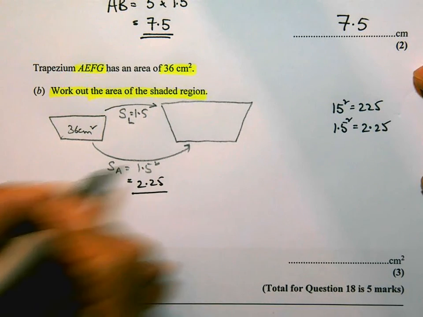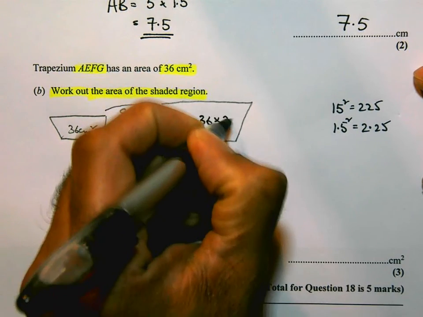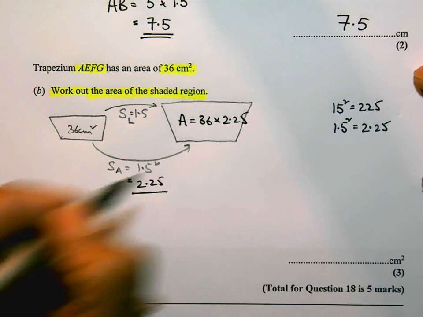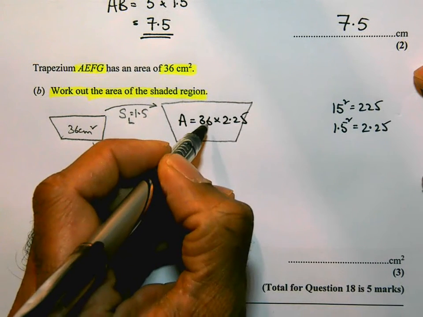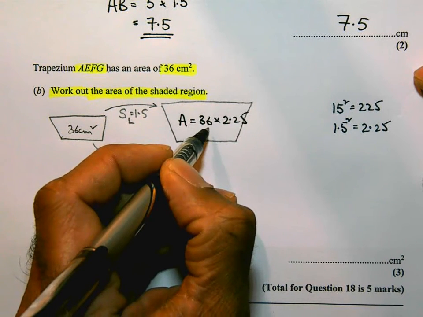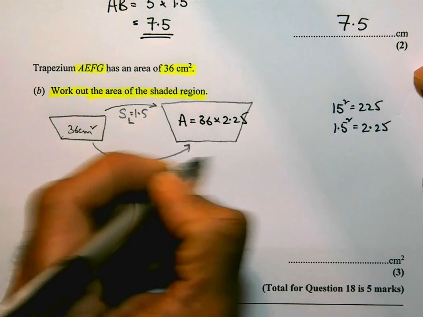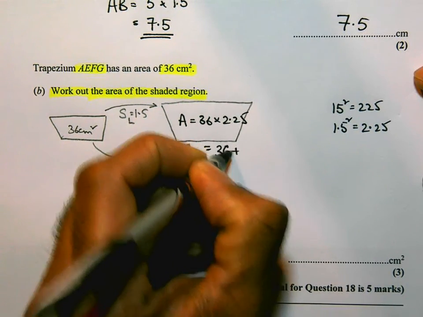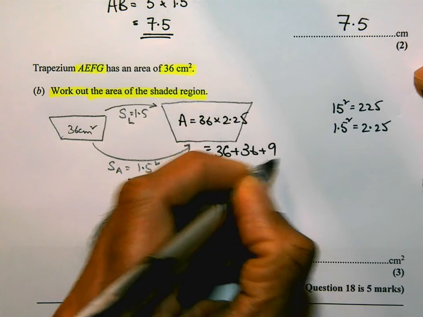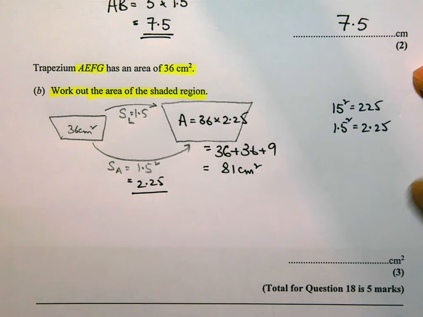So the area of the larger one, so its area is going to be 36 times 2.25. Okay, now that is not particularly tricky, right? It's two lots of 36 plus 0.25 is a quarter of 36. A quarter of 36 is 9, right? 36 divided by 4 is 9. So that's going to be two lots of 36, 36, add 36, add 9. Two lots of 36 is 72. 72 add 9 is 81. 81 centimeters squared.